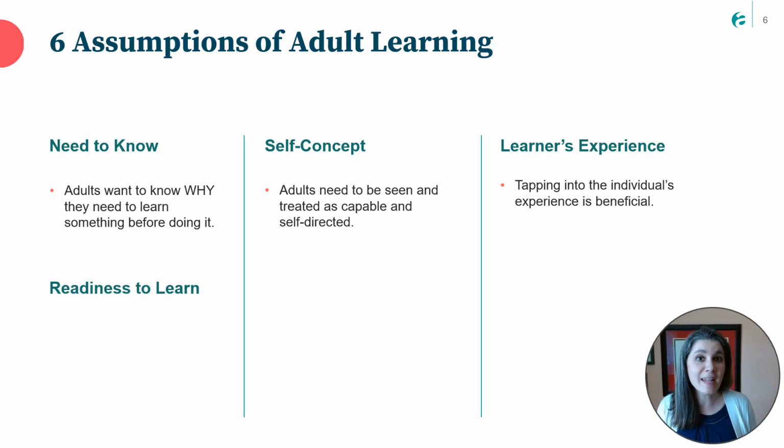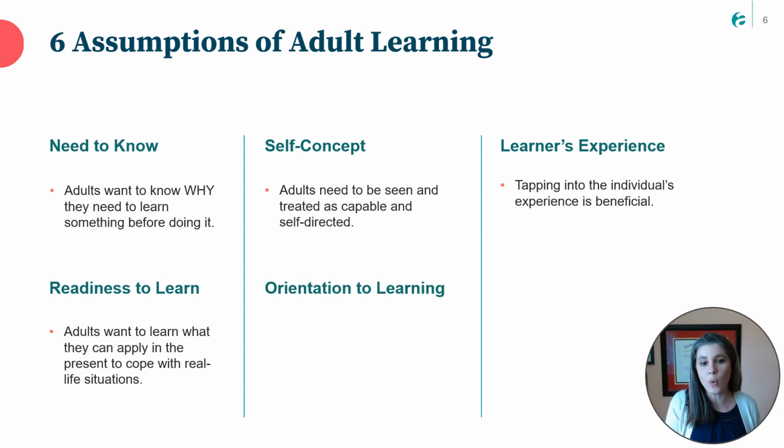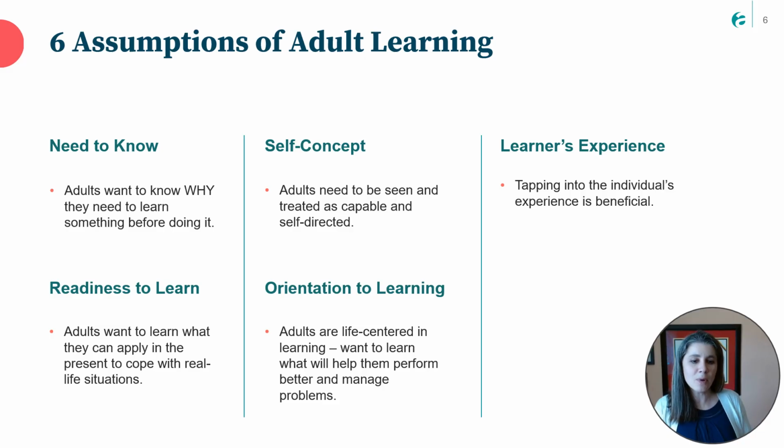We need to know how ready they are to learn. If we think about what makes us want to learn things as an adult, it's that we want to be able to solve problems right now in real time. So when we are teaching someone a skill or a way to cope with a real life situation, their readiness to learn is going to be higher. We also need to look at their orientation to learning. And remember that we want to learn things that are going to help us perform better and manage problems. So again, tying it back to how is this going to help make the situation better is going to motivate that adult learner more.